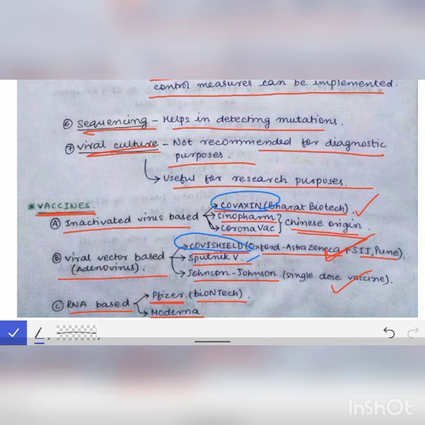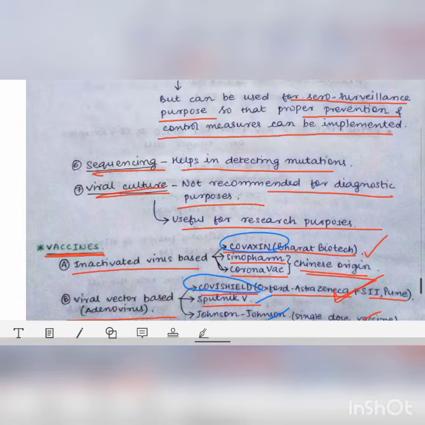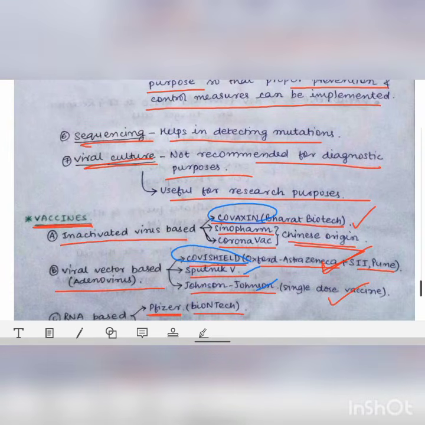Sputnik V from Russia has also been approved in India. Johnson and Johnson has also got approval. So these are all the vaccines which have got approval in India and are in use nowadays. So this is all about the COVID-19 disease. This is a very important topic for upcoming university exams, because this is a very recent topic. So this is all about COVID-19.